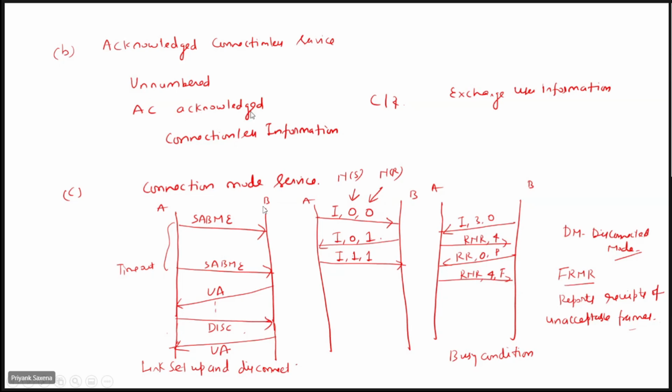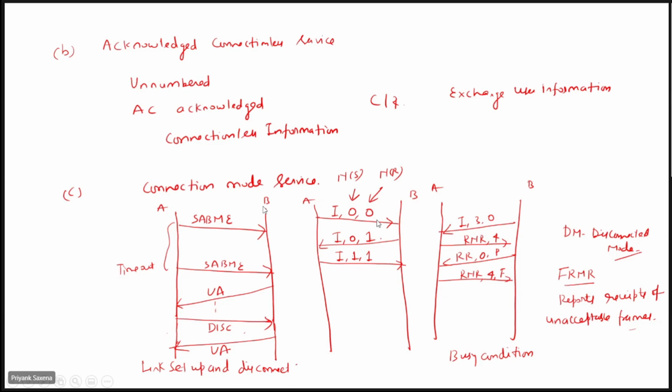AC is acknowledged, exchange user information, acknowledged connectionless information. Okay, exchange user information. Connection mode you have already seen, as sent in HDLC. And if it doesn't receive any information, it times out once again and sends. Unnumbered acknowledgement, disconnect to disconnect the request. Okay, connection, unnumbered acknowledgement, link setup and disconnect.